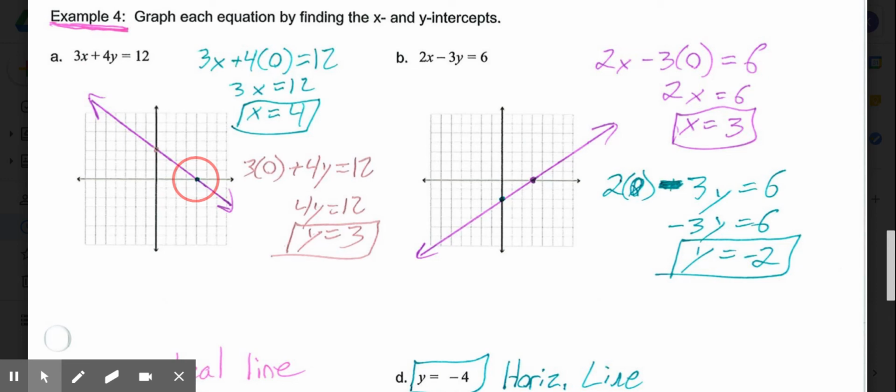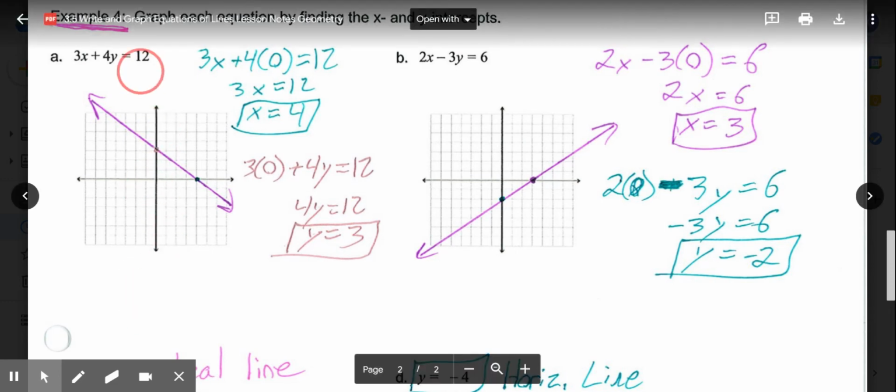Then for the y-intercept, I'm plugging a 0 in for x. So 3 times 0 plus 4y equals 12. So 4y equals 12, divide by 4, and y equals 3. So in this case, I'm crossing the y-axis at a positive 3. So I put a point at 3. Connect your point at 4 on the x-axis to the point on the y-axis, and you have your line. So once you know where you're crossing, what your two intercepts are, you simply connect them.